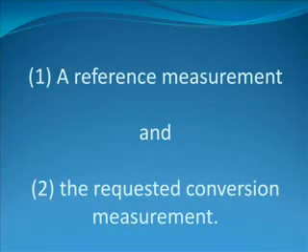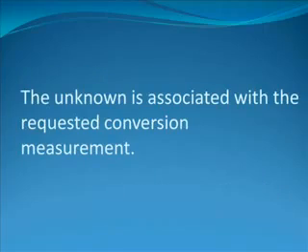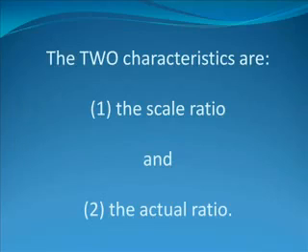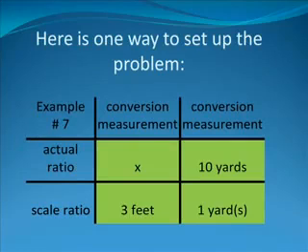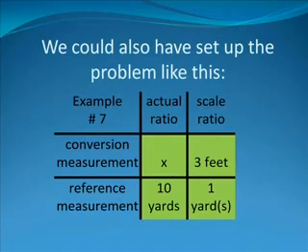What are the two things that are being compared? A reference measurement and the requested conversion measurement. The unknown is associated with the requested conversion measurement. The characteristics are the scale ratio and the actual ratio. On your screen, you see how this problem should be set up in tic-tac-toe format.